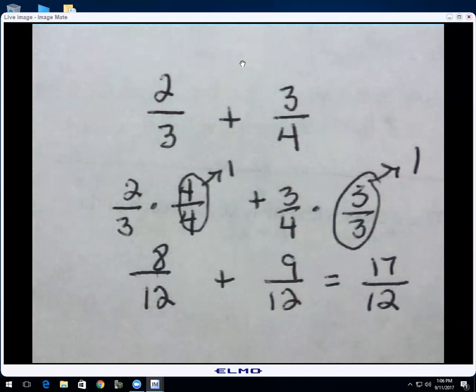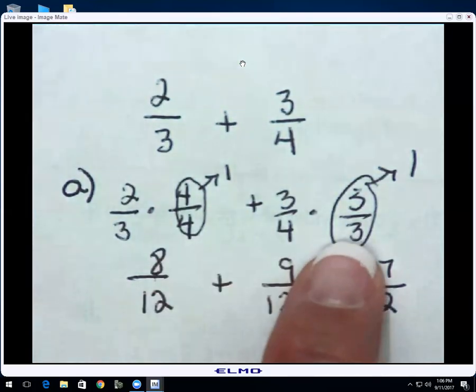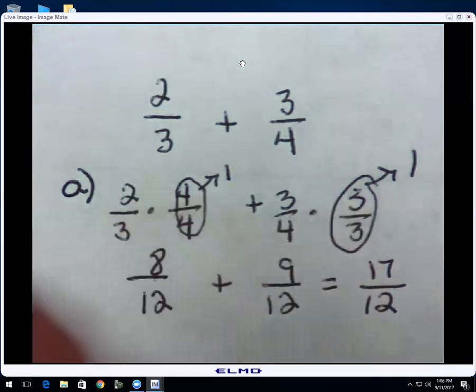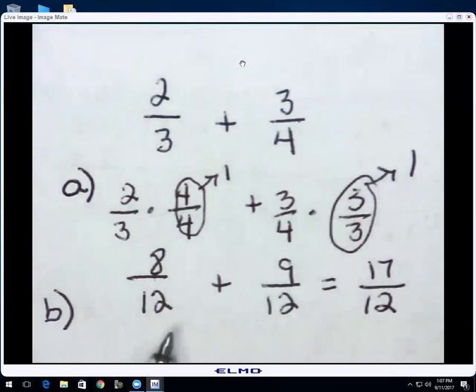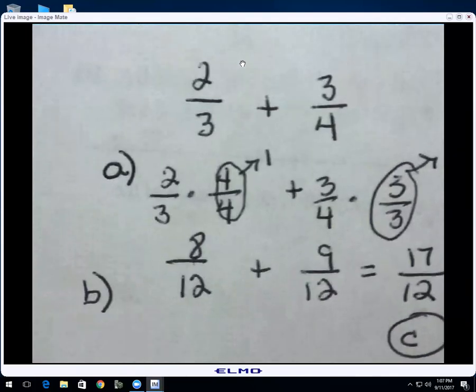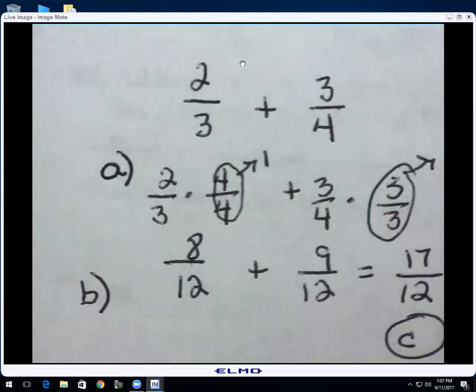But no matter how big and ugly the algebraic fractions are, it has these same three steps. A, multiply each fraction by whatever it needs to make its denominator become the LCD. B, write your equivalent fractions, and C, add those two fractions. If you can remember those three steps, then adding algebraic fractions is those same three steps.